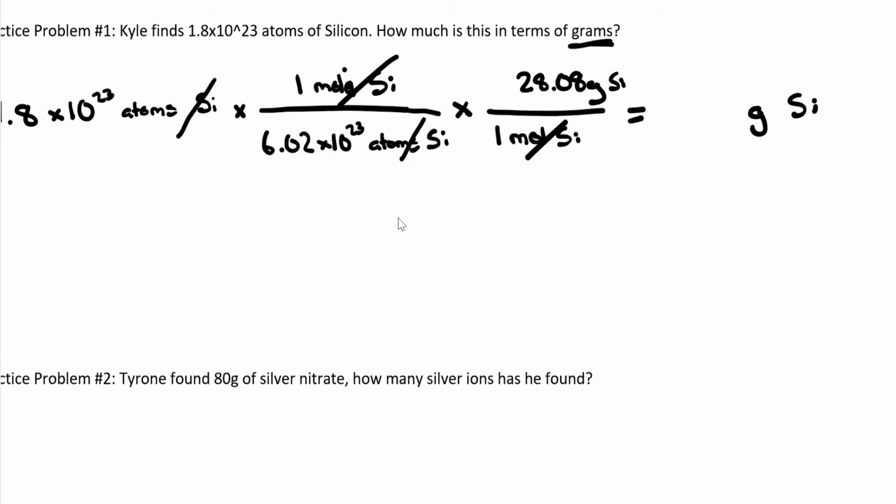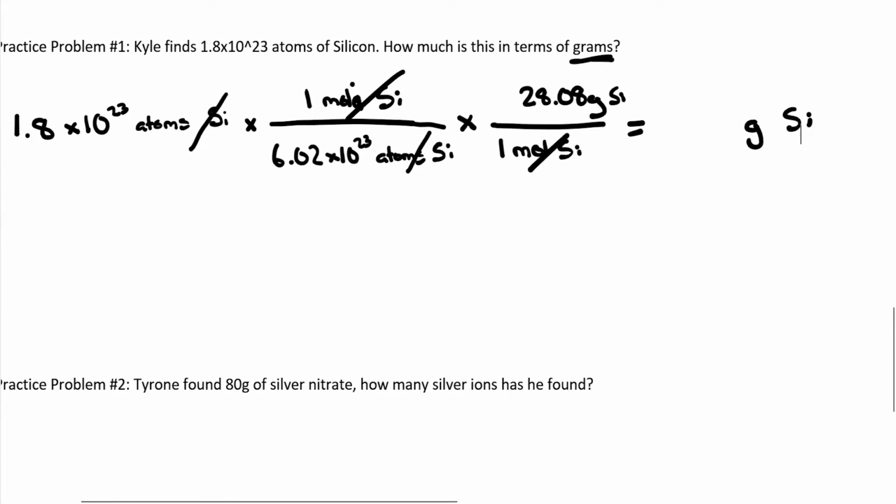And if you were to put it into the calculator, divide this into this, and then multiply by that, you'll get the answer of 8.396. Right? So the answer to the question, Kyle found 1.8 times 10 to the 23 atoms of silicon, is that this is 8.396 grams of silicon. All right, and these little things here are called dimensional analysis, but it's just a fancy way of using these ratios to convert between substances, units of substances.